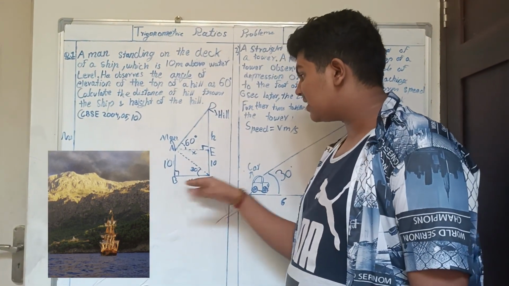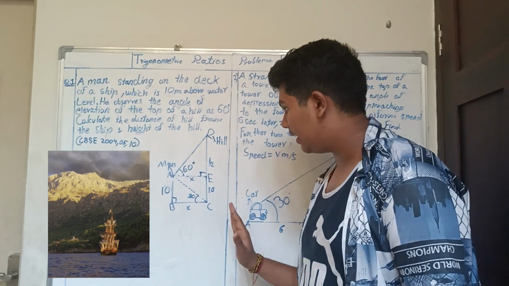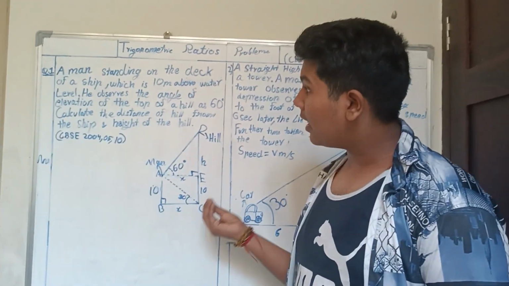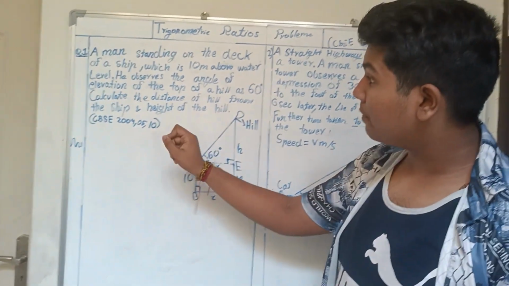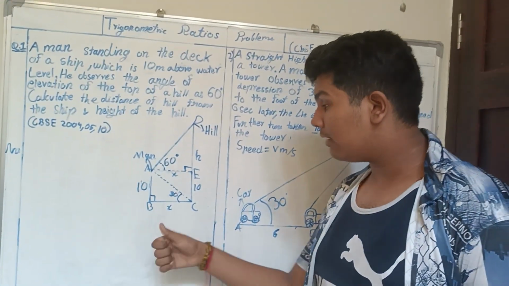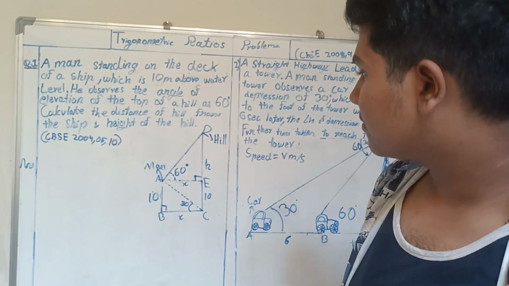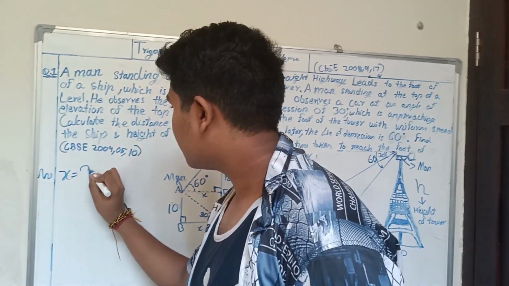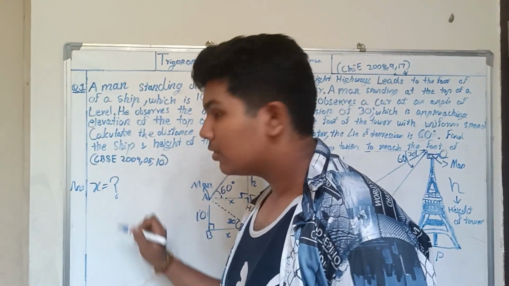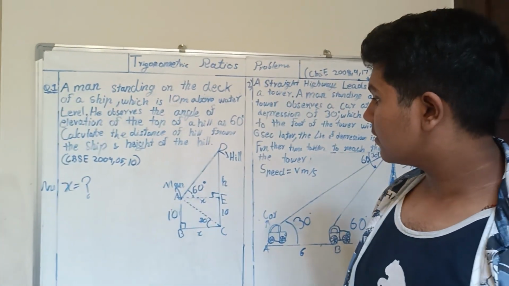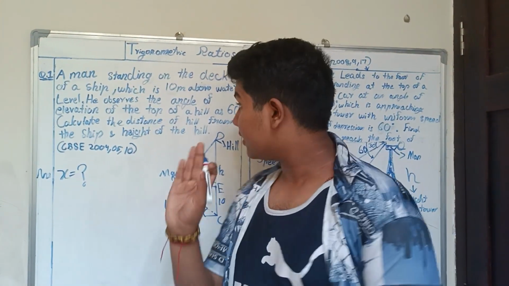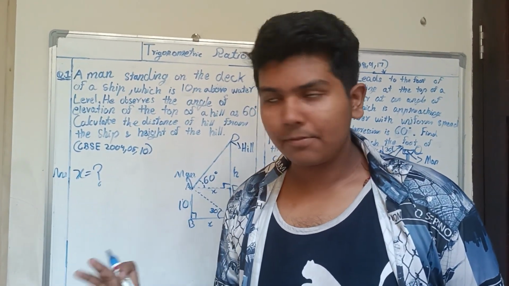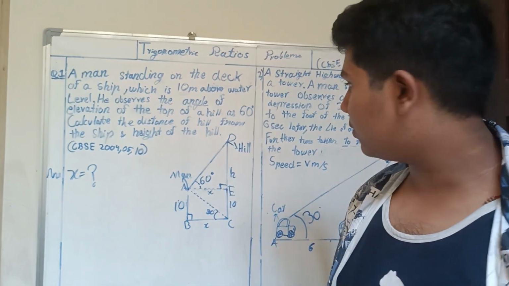And here is the distance between the ship and the hill, but we don't know it. They have asked for the distance of the hill from the ship and the height of the hill. So we take the distance as x. What we have to find is x. So how to solve this problem? Pause the video and try to solve it on your own. Now you might have found the answer, so we're going to do it now.